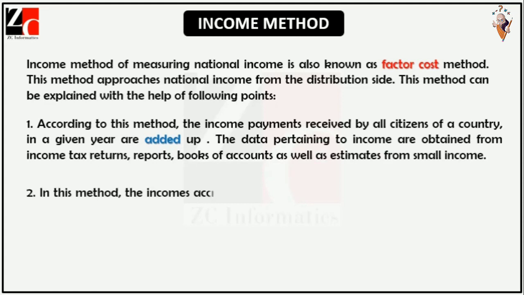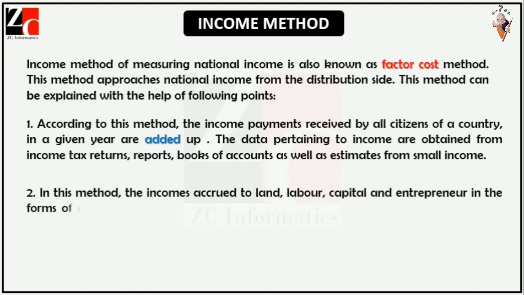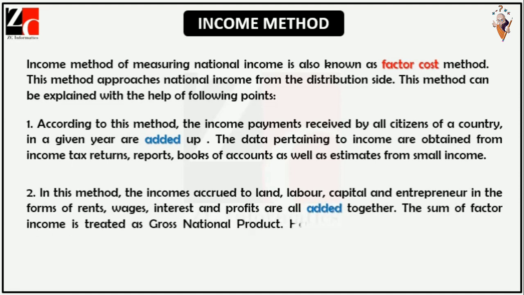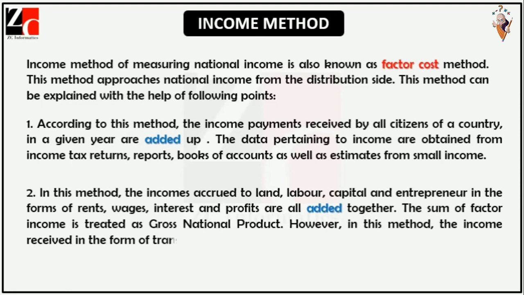In this method, the incomes accrued to land, labor, capital, and entrepreneur in the form of rents, wages, interest, and profits are all added up together. The sum of factor income is treated as gross national product. However, in this method, the income received in the form of transfer payments is ignored.